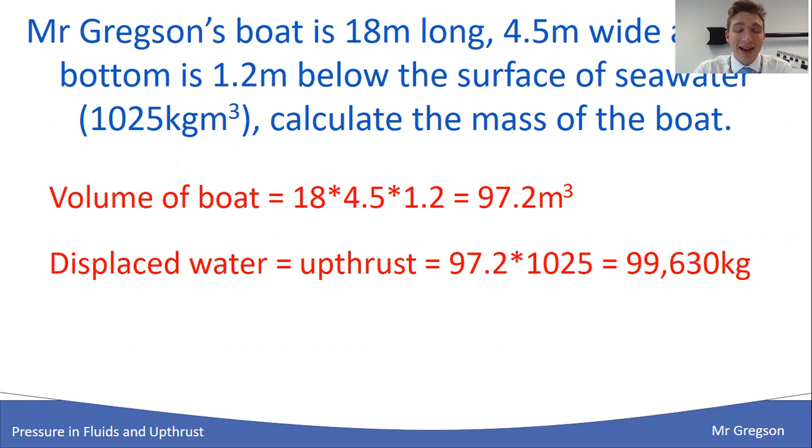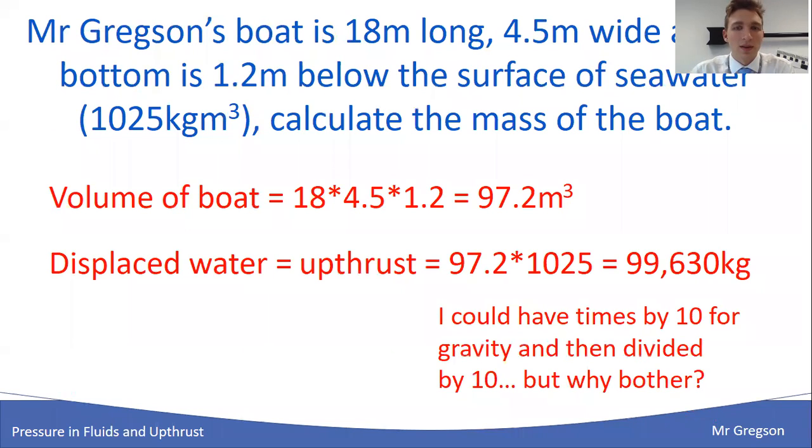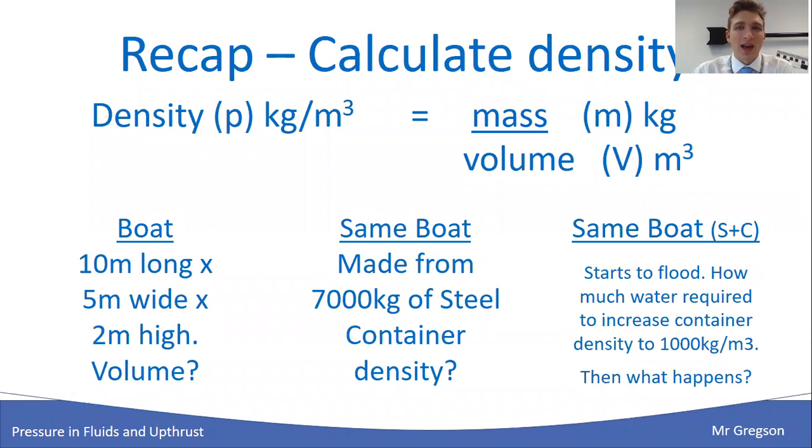But to find the mass, we're going to have to divide by gravity, which is dividing by 10. So they cancel each other out. So effectively, you can leave gravity out because we're trying to find the mass, so we'd have to divide by gravity at the end anyway. So that should get you 99,630 kilograms as the mass of Mr. Gregson's boat. There you go, so there's the explanation. I could have timesed by 10 for gravity and then divided by 10 to find the mass, but there's no need.